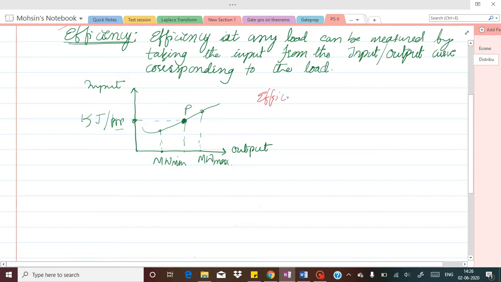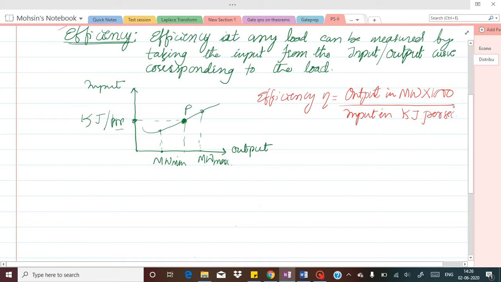The efficiency is represented as eta. What is the output here? The output is in megawatt, which I have taken as P for example, but in general it is output in megawatt into 1000. Why do we take this 1000? Because in the denominator we are going to use kilo. So here the input is in kilojoule per second.